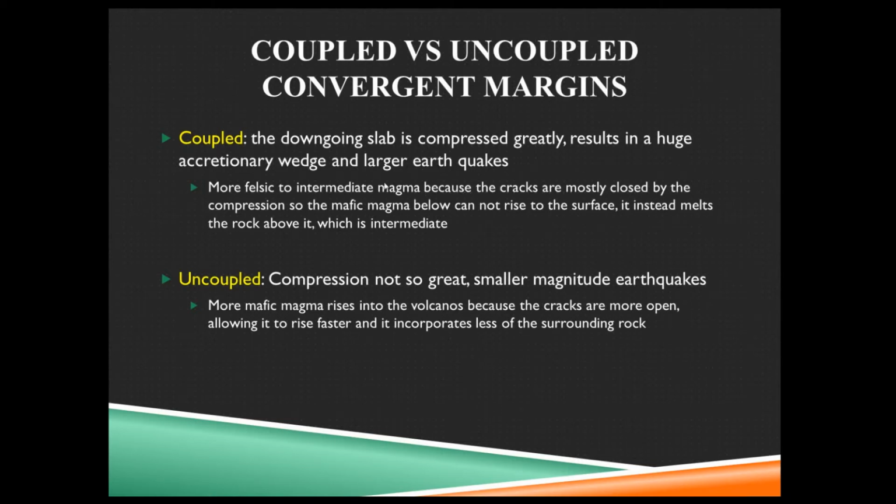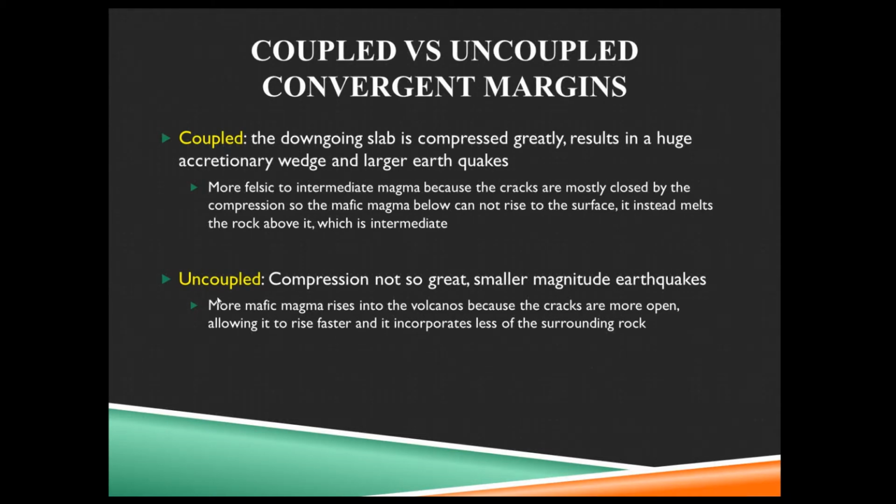Also results in larger accretionary wedges, and the volcanic arc that forms is much more felsic to intermediate, because with all of that compression there are not many cracks open for magma to travel through, so there's a lot more of that sequential melting. So by the time it reaches the surface, it's either actually felsic or at best intermediate magma.